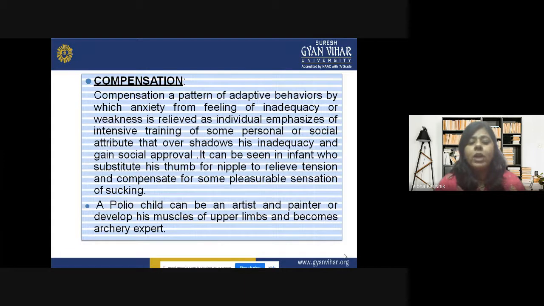A polio child can be an artist and painter, or develop the muscles of his upper limbs and become an archery expert. It means he is compensating for his polio.